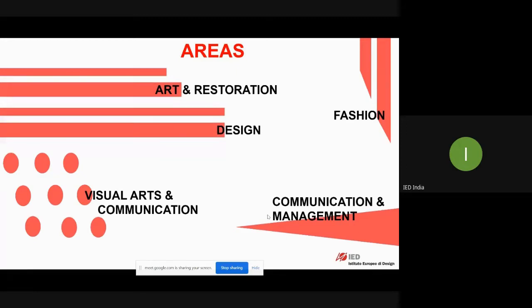Apart from the traditional courses of sound design, animation, graphics, transportation, jewelry design and product design, then comes communication and management. These are basically visual courses in communication design. Then we have sound design, and a course in lighting design. And the final area is visual arts and communication.